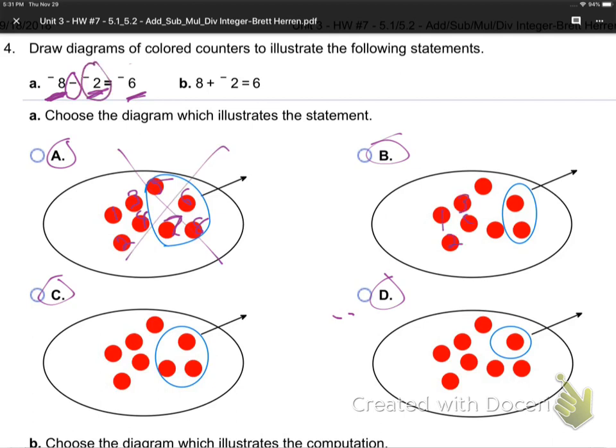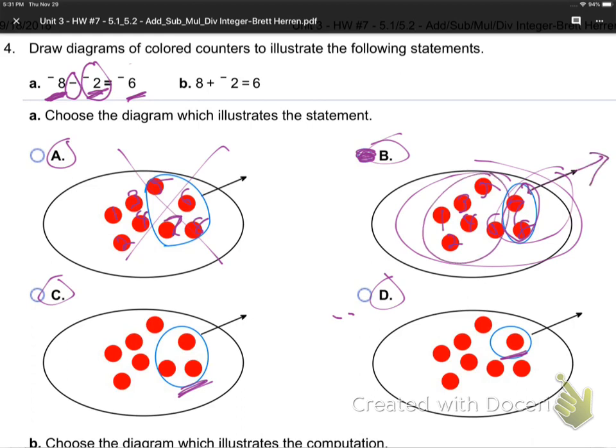1, 2, 3, 4, 5, 6, 7, 8. Here we are. They're taking out 2. That's perfect. So B is our answer. C is taking out 3. D is only taking out 1. So B is the answer. You start with -8. You take -2 out. What's left? -6.